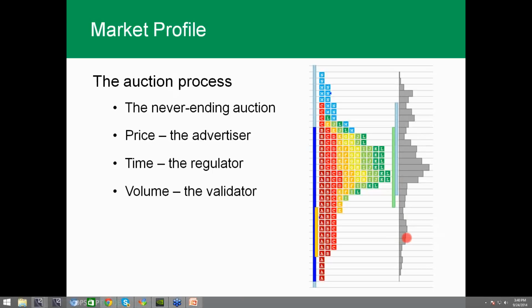This is a lot to take in if you are very new at profile. These are pretty basic features, or pretty basic activities, of the market, and it takes time to learn how to use the profile.